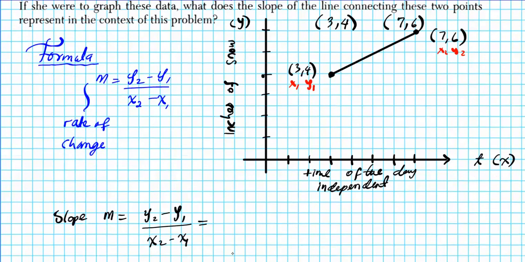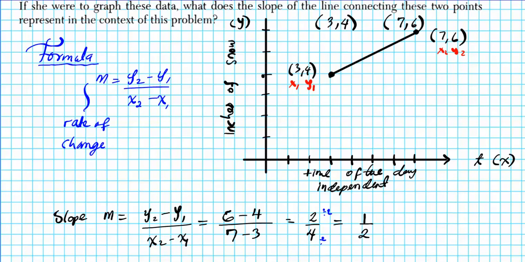All right, and then we're gonna do y2, which is 6, minus y1, 4, divided by x2, which is 7, minus x1, which is 3. 6 minus 4 is 2, 7 minus 3 is 4, which is equal to 2 over 4. Okay? No, sorry. It's supposed to be 1/2, which is equal to 1 over 2. You achieve that by dividing the top and the bottom by 2.